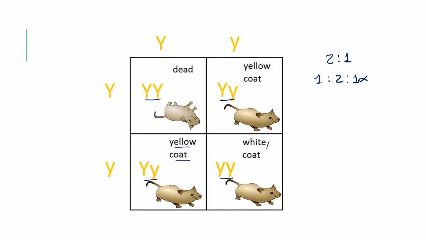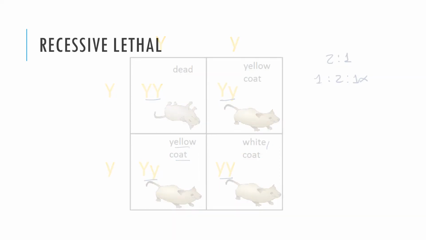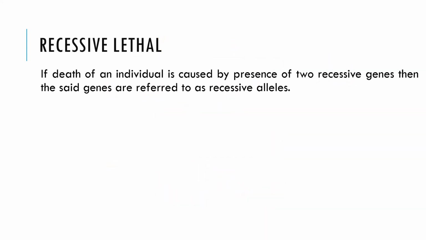Now let's see another type of lethal gene, that is the recessive lethal. Over here, the death of an individual is caused by the presence of two recessive genes, recessive alleles.